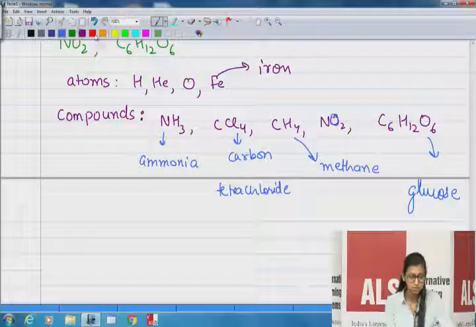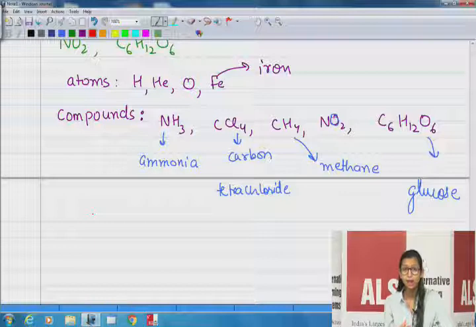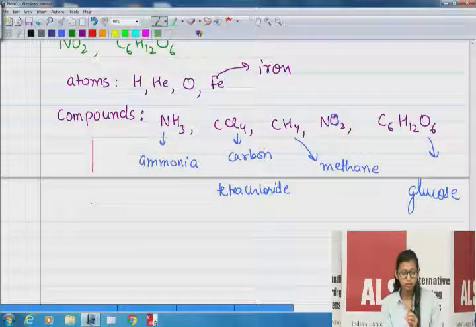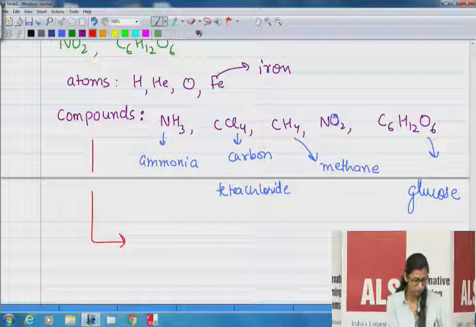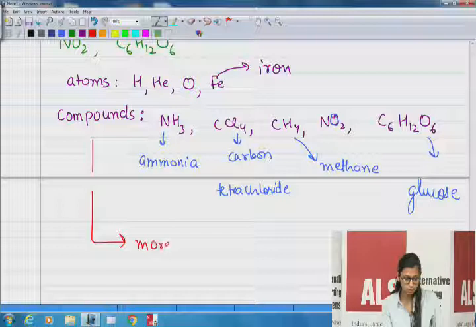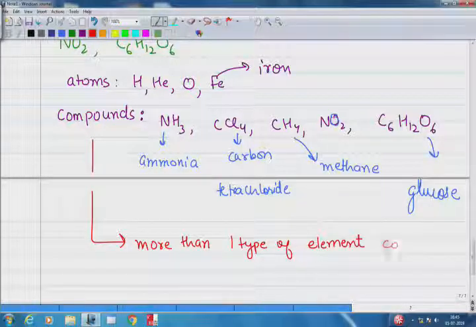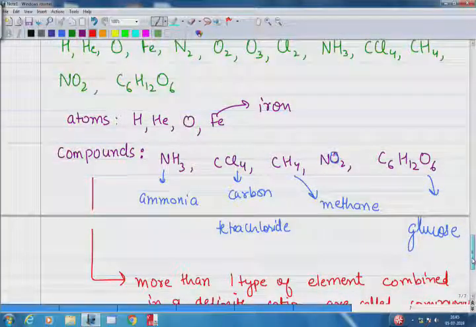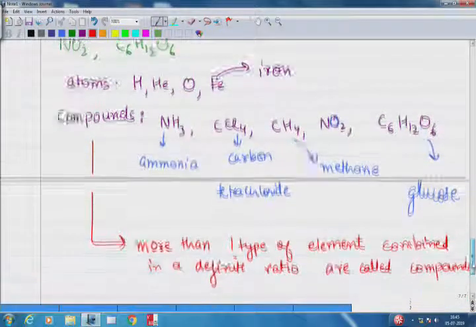So I was just telling you, Kohima Center, what is a compound? When you have the combination of more than one element, like you are able to see nitrogen, hydrogen, everywhere there are different elements. So it's a combination. I am going to write a definition here: when more than one type of element combine in a fixed or definite ratio, that is known as, or are called, compounds, right? So in compounds you will see more than one type of element combining in a fixed ratio.